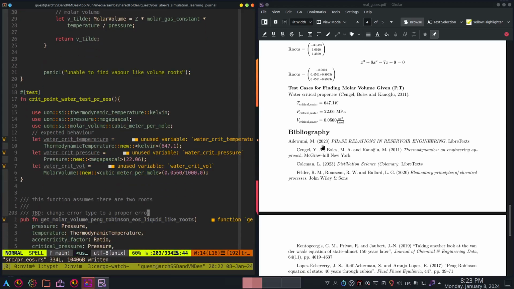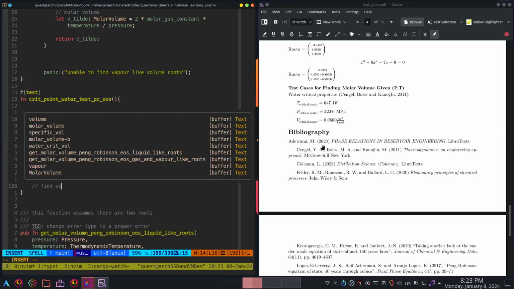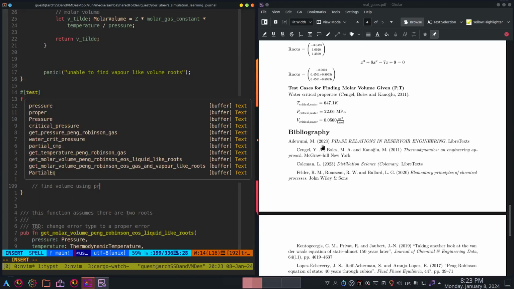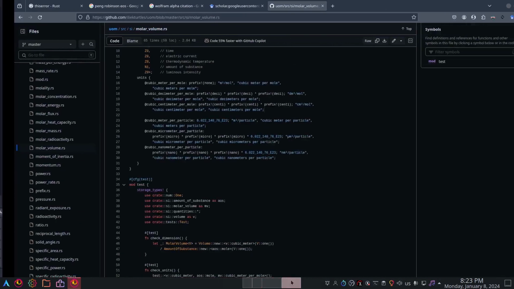Here, so we have the critical pressure, temperature, and volume. Since we have that, let's use the Peng-Robinson equation of state and find the volume. Find volume using Peng-Robinson equation of state, and it should be able to yield the correct answer.